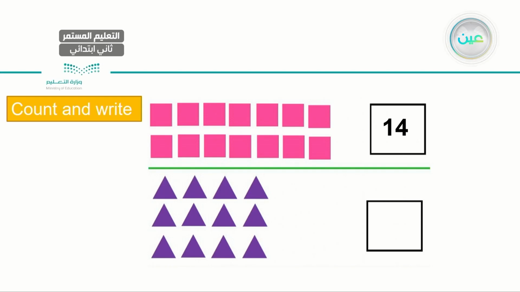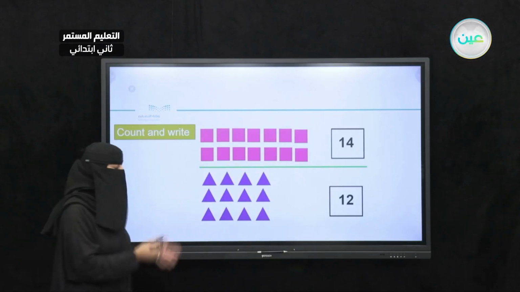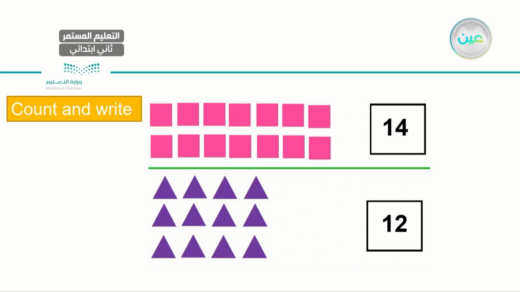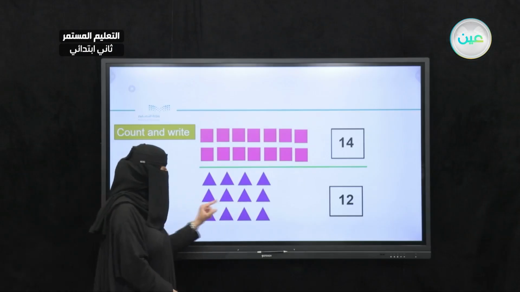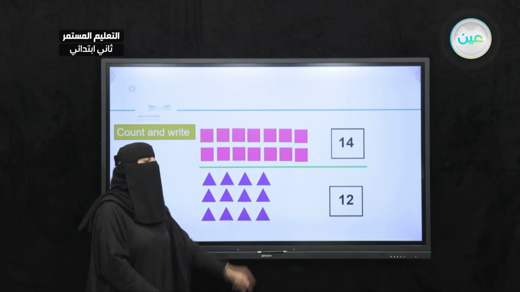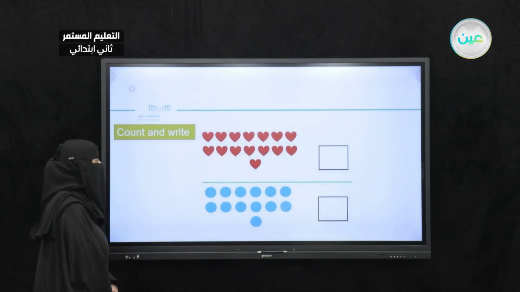So how many triangles? How many can you count? We can count 12 triangles. Very good. We have 12 triangles. Let's go ahead and count. 1, 2, 3, 4, 5, 6, 7, 8, 9, 10, 11, and 12. Very good, my dear student. Let's go to the next exercise.